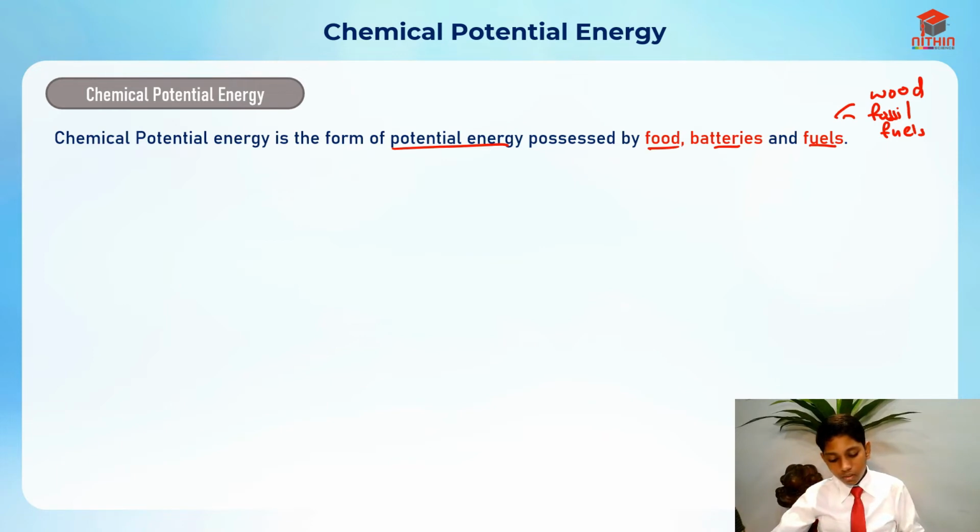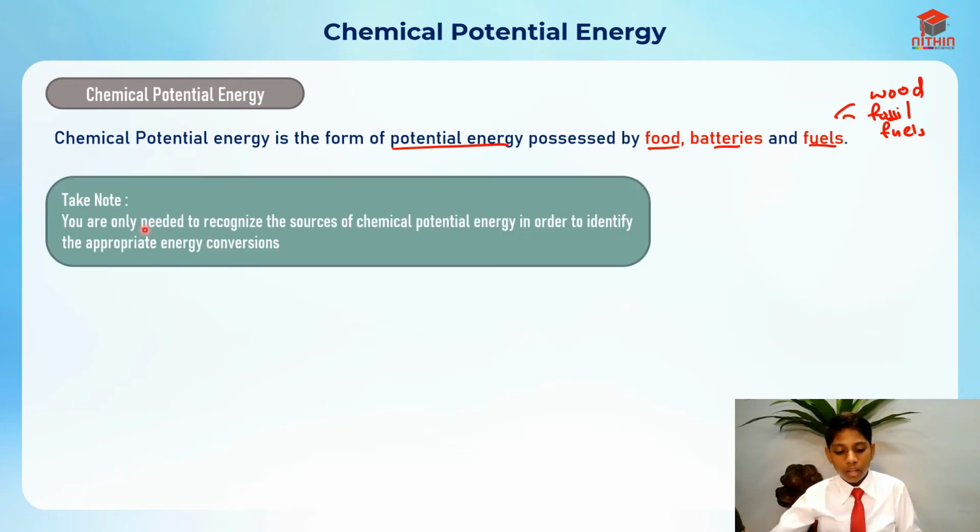You need to take note that in the exam, you only need to know the sources of chemical potential energy. You need to recognize the source of chemical potential energy in order to identify the correct energy conversion. So you just need to know the sources of potential energy. Now let's move on.